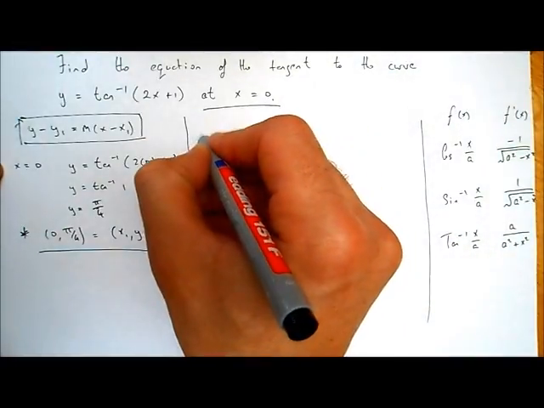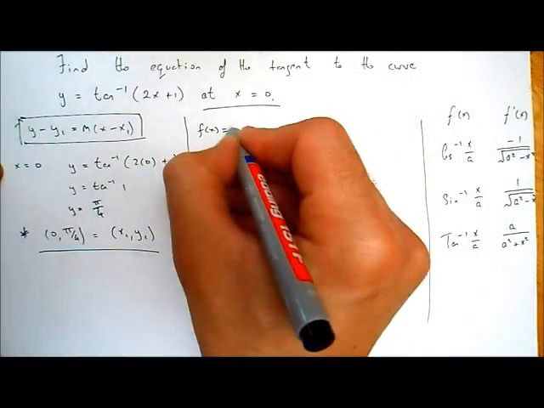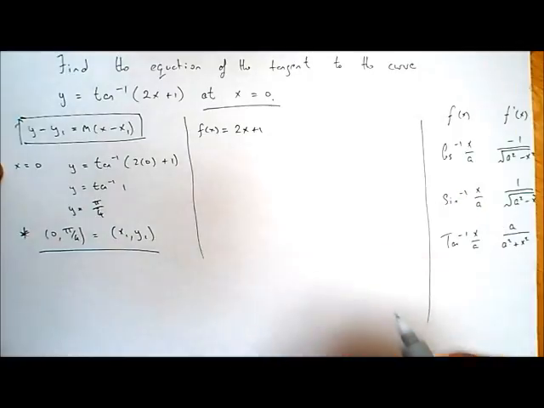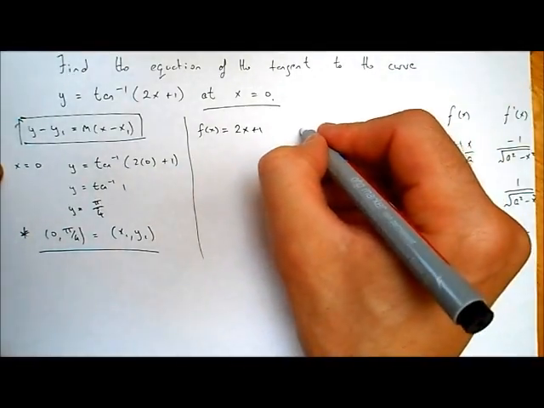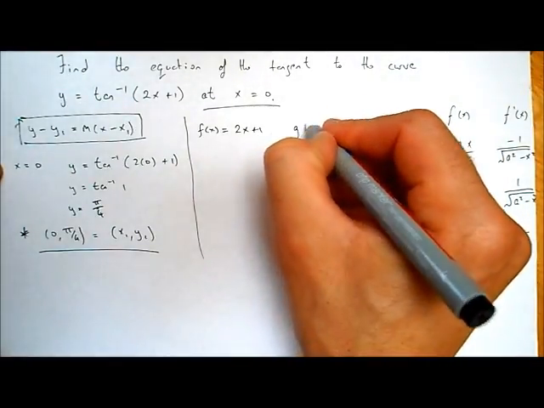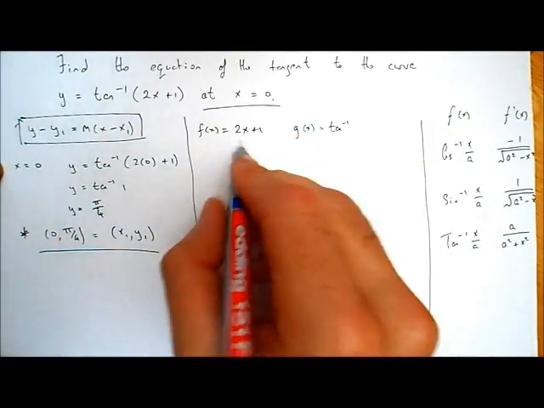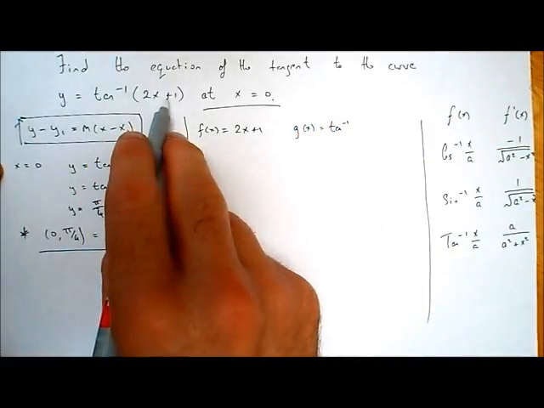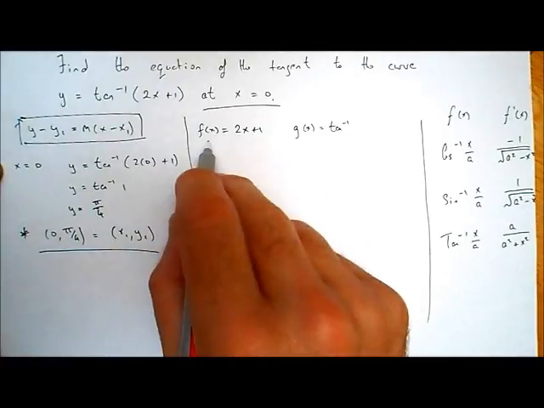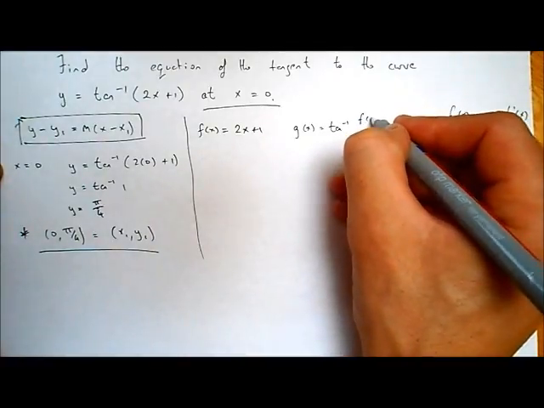So let's write down, okay, let's say f of x is equal to 2x plus 1. So that's the first function. And then let's say g of x is equal to tan inverse. And it's tan inverse (2x plus 1), but 2x plus 1 is f of x. So it's tan inverse f of x.